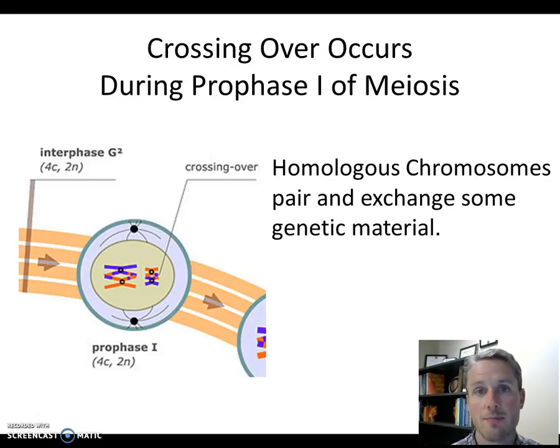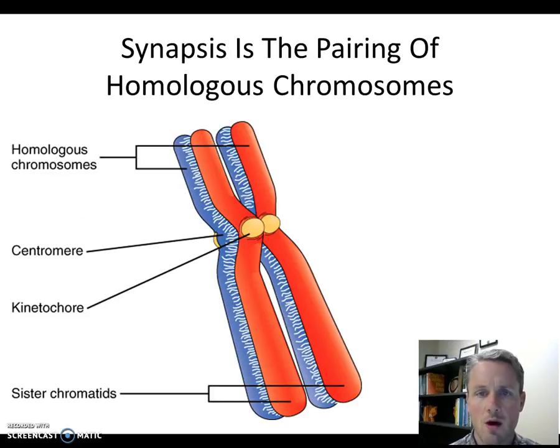So let's think about those steps and how they work. Why do we get pairing of the homologous chromosomes? Well, that happens because the chromosomes stick together through a process called synapsis. Synapsis is the pairing of these homologous chromosomes. In this image, one homolog is in red, the other homolog is in blue. Each homolog consists of a pair of sister chromatids. Each of these long structures is one chromatid, but they're held together at the centromere.